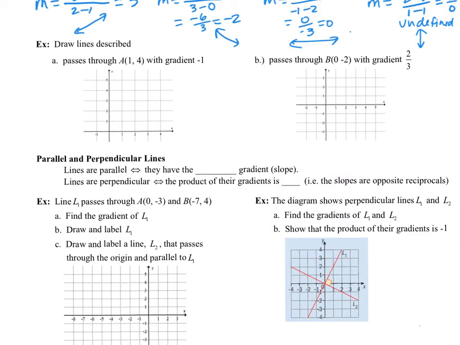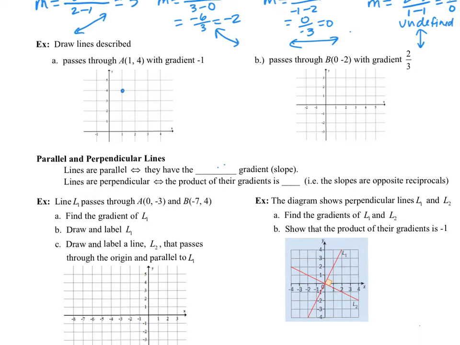So now let's practice graphing a line given a point that lies on the line, and if we're given the gradient or the slope. So what we'll do is we'll go ahead and graph that first point. Let's graph the point (1, 4). So from the origin, I'll go to the right 1 and up 4.